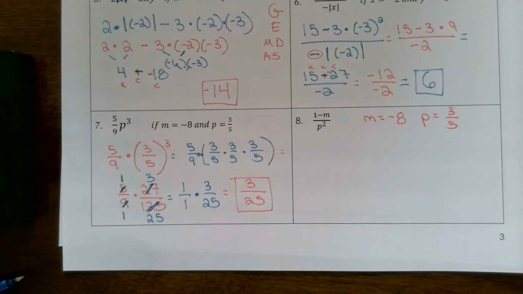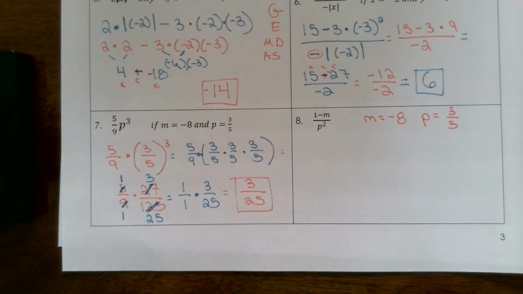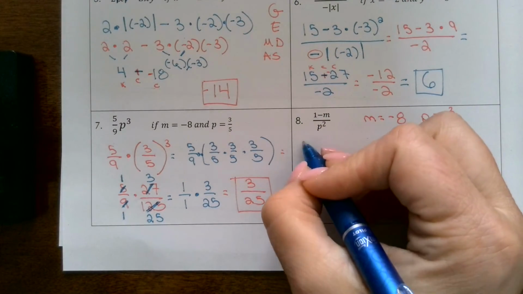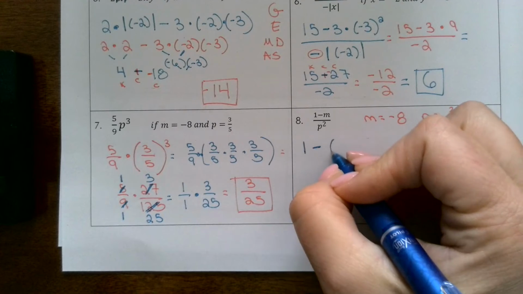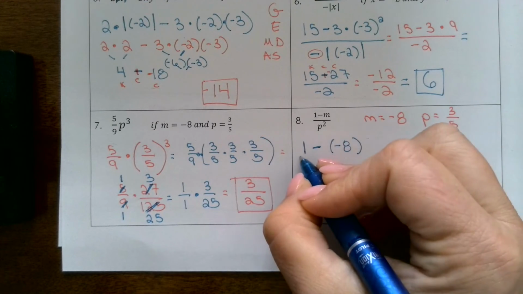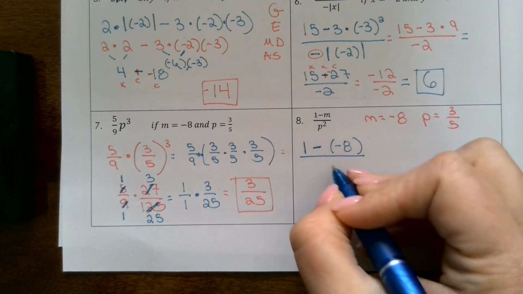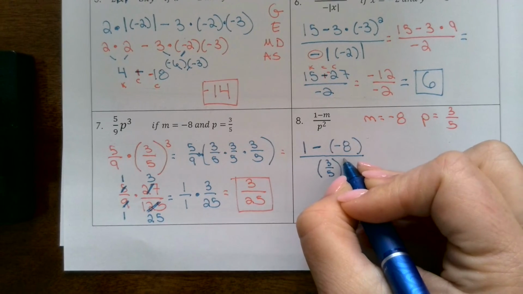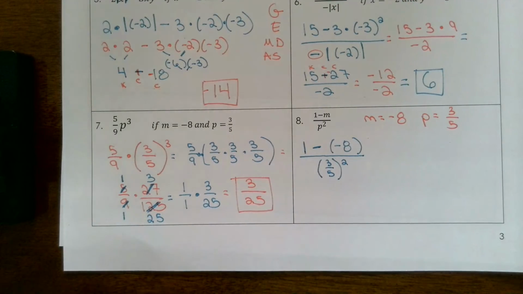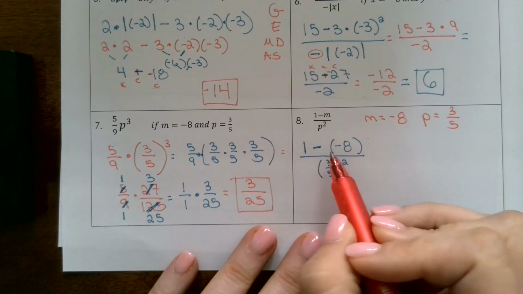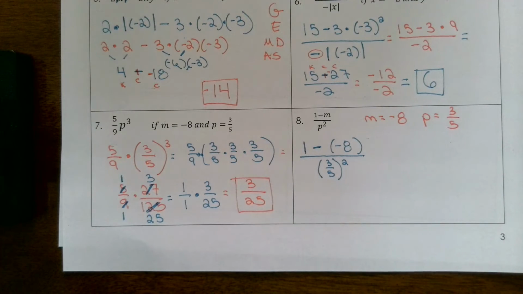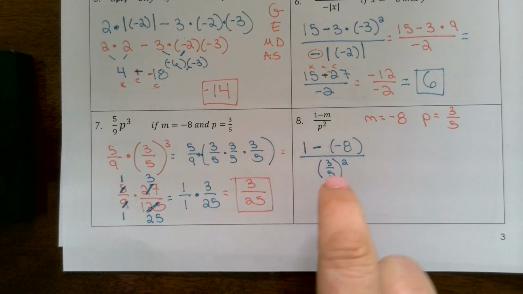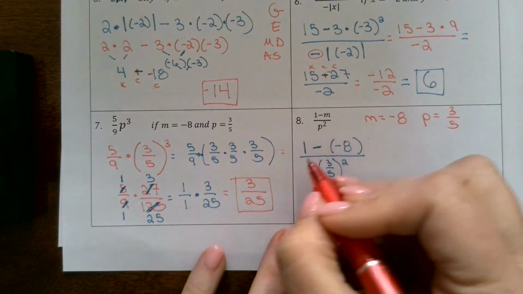Last up is the best one ever, which is 1 minus m over p squared. So let's take a look at this. I'm going to substitute in 1 minus -8, and that will be over, divided by 3/5. Make sure you substitute that in parentheses squared. So I've got an expression in the numerator and an expression in the denominator. So I need to evaluate the numerator and evaluate the denominator and see where I go from there.